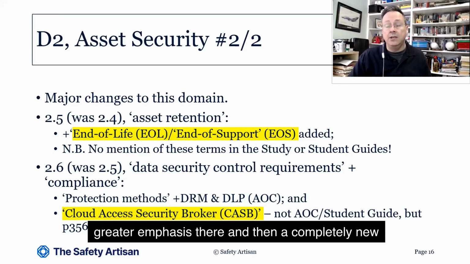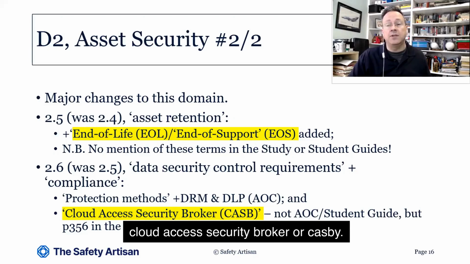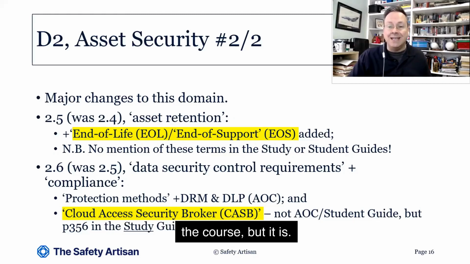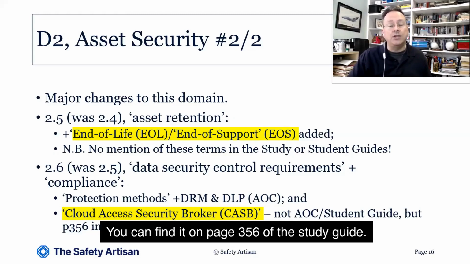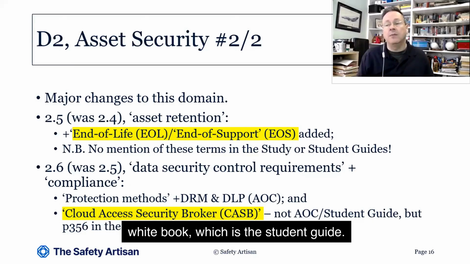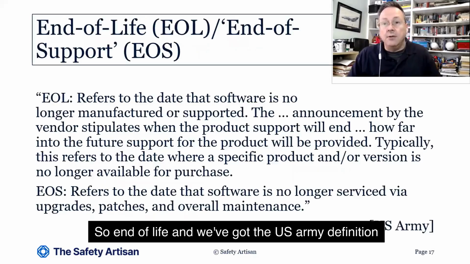And then a completely new term to the course is Cloud Access Security Broker, or CASB. Okay, so that's not in the student guide, it's not in the course, but you can find it on page 356 of the study guide. So the study guide is the black and white book, as opposed to the green and white book, which is the student guide. So let's move on and look at these new terms.